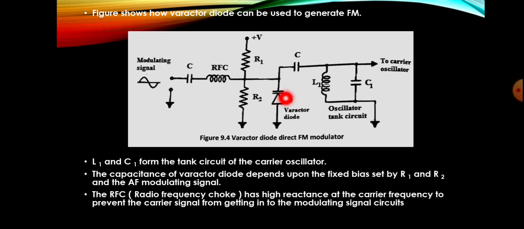So for the negative cycle, this Varactor diode is forward biased, the depletion region reduces and the junction capacitance increases. As a result, frequency decreases. So in effect, for the negative cycle, the carrier frequency is reducing. So there is a change in the carrier frequency based on the modulating signal, and that is achieved through this Varactor diode, by the change in the junction capacitance.